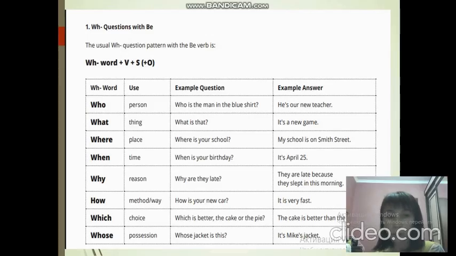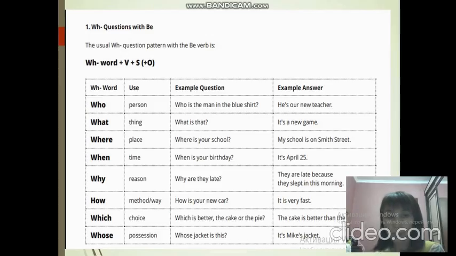How: you use for method or way. Example question: how is your car? How is your new car? Example answer: it is very fast.